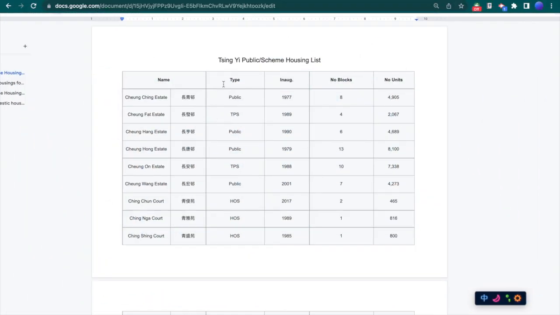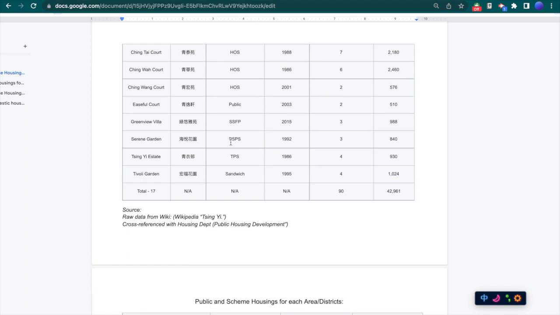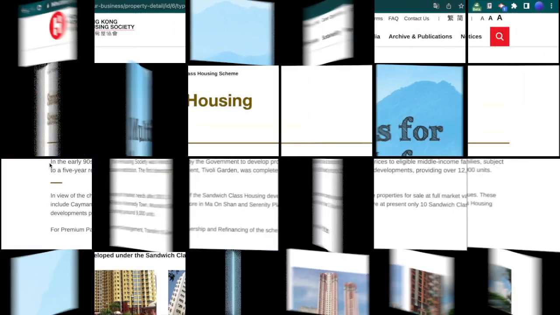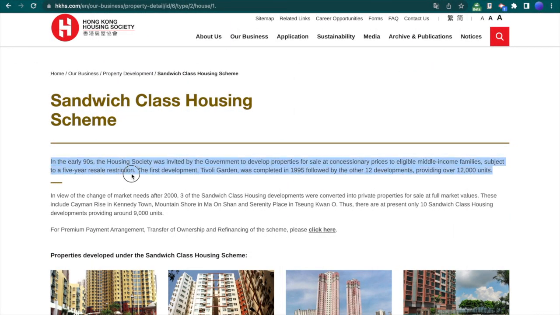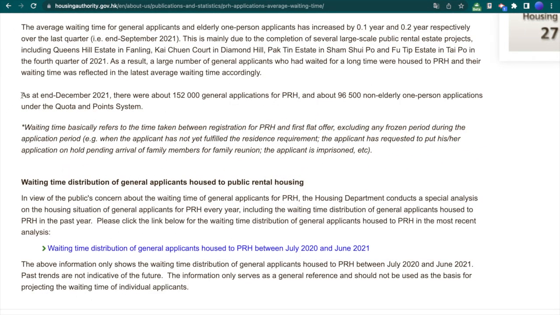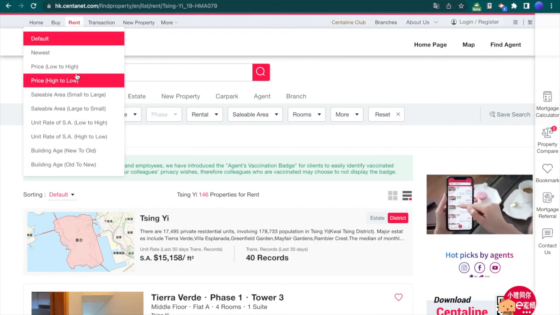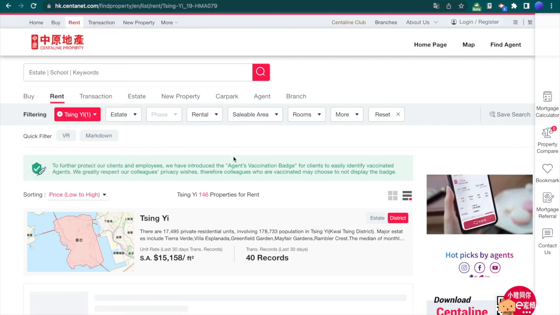Though the combination of the scheme and public housing helps resolve this issue to an extent, as there are multiple programs for citizens to apply with fewer restrictions. For example, according to the Hong Kong Housing Society, the sandwich scheme housing can also be applied by eligible middle-income families. Due to the massive number of applicants, there are still many people who can't get the help they needed. What about their affordability? Thus, I went back to the Centaline Property and searched for the money people needed to rent a private apartment in Tsing Yi.